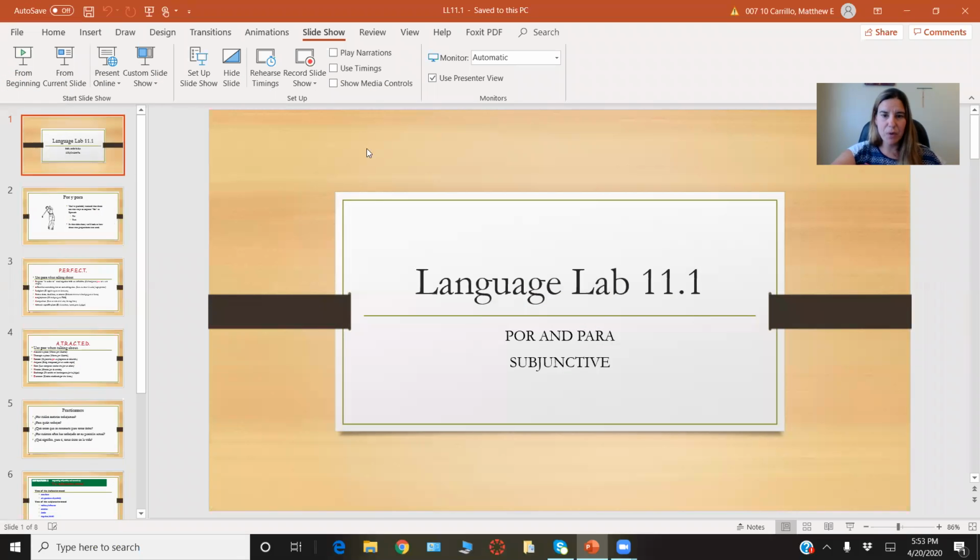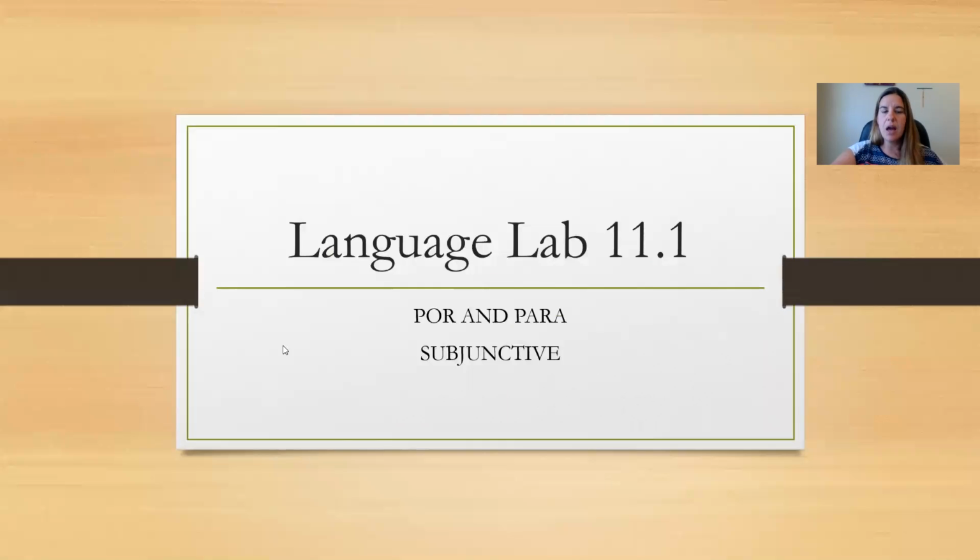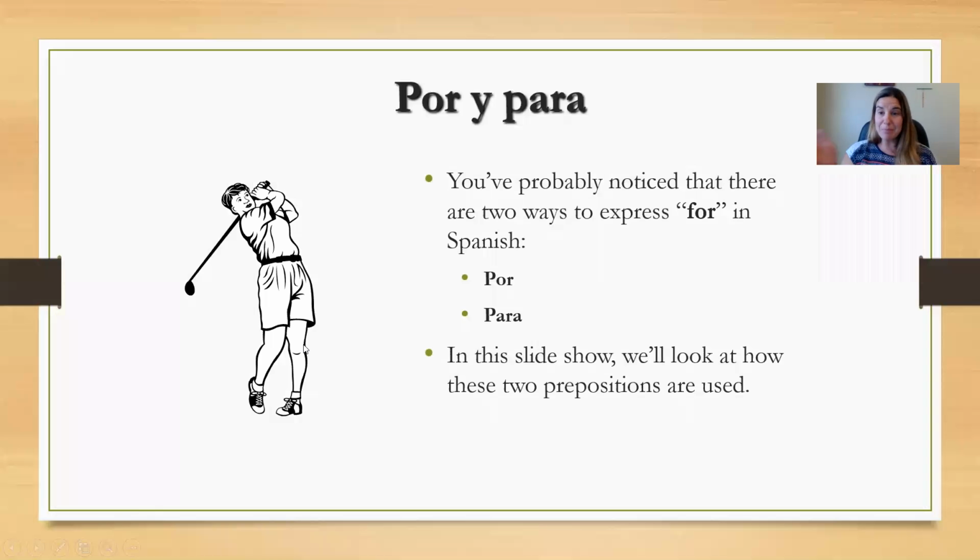So I'm going to go ahead and get started. Pull up my PowerPoint for 11.1. Like I said, this is 11.1, 11.2. So por and para, they both mean for, like the preposition for, but there are so many uses for the word for, and por and para is kind of tricky because there's quite a few rules that go with when to use which one.